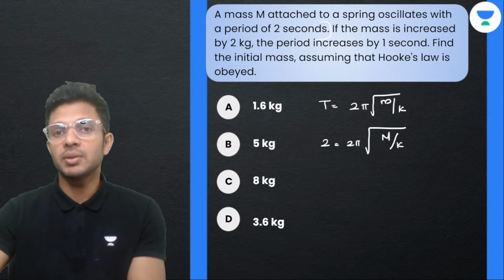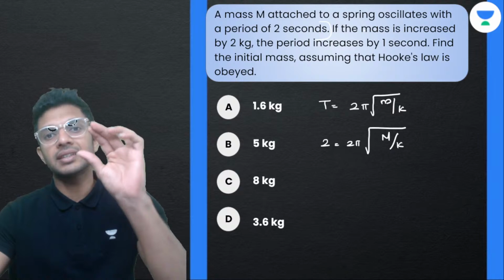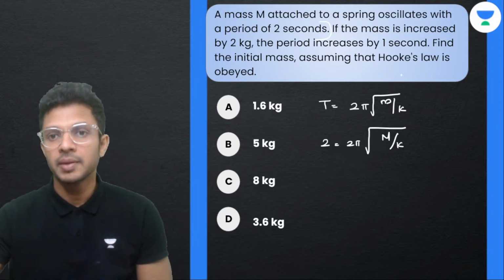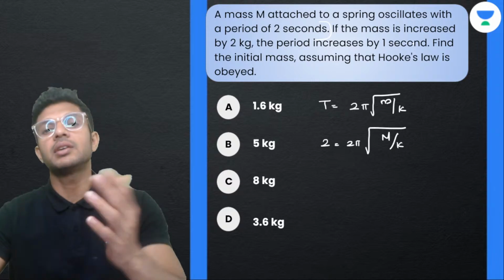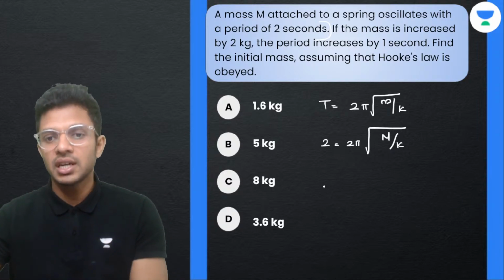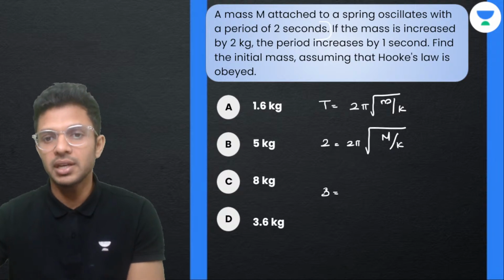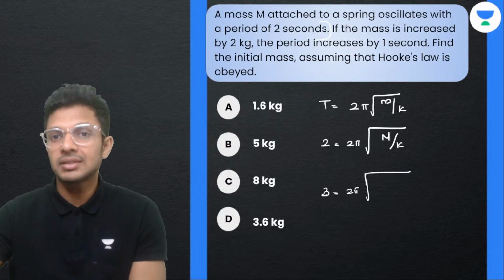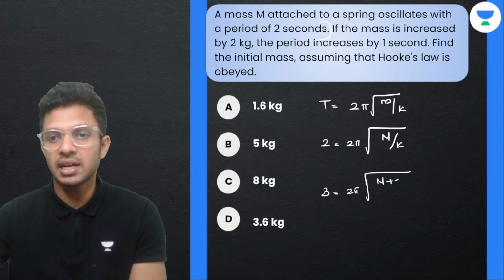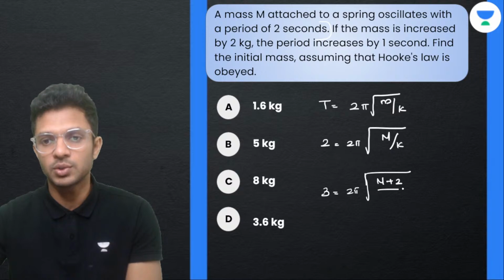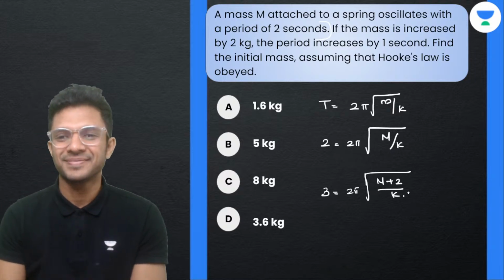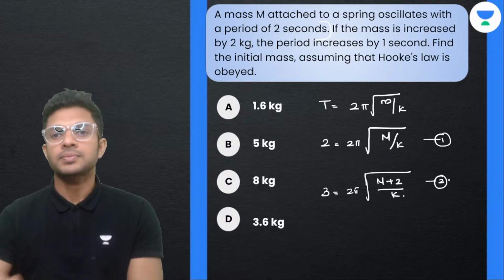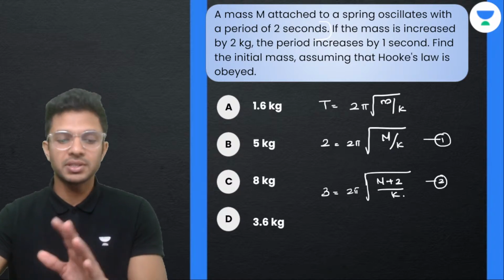The second part of the question says, if the mass is increased by 2 kilograms to the already existing capital M, we are adding 2 kilograms, so the total mass becomes capital M plus 2. The period increases by 1 second. Initially it was 2, now the time period is 3. So the formula will be 3 equal to 2 pi root of, when the time period is 3, the mass is the already existing mass plus the extra 2, so M plus 2, the whole divided by k. We got the second formula also. First one, second one. Now the question is to find the initial mass, which is capital M.